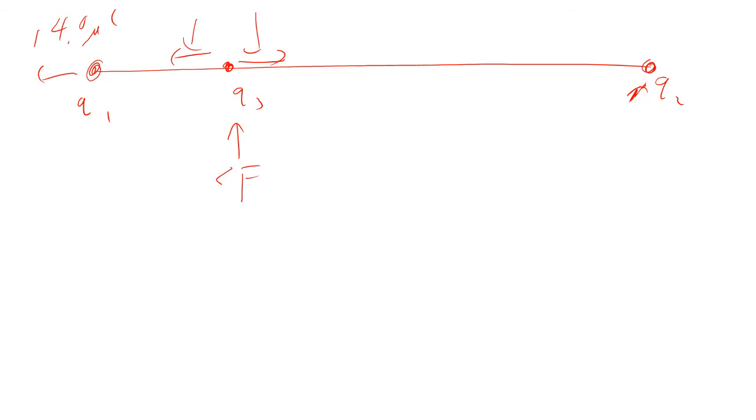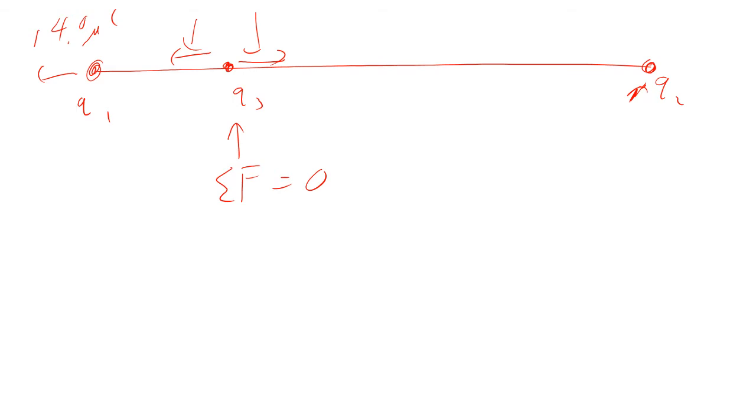So for our problem here, Q1, Q2, Q3, we know that Q1 is 14.0 microcoulombs. So that means that if this charge is positive, it's going to be repelled. These are repelling each other. If this charge over here is also positive, it's also going to be repelling. So if these two are equal and opposite, that means the net force is 0. Okay, so that's what we want.